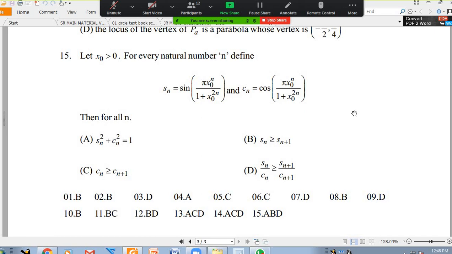For let x naught greater than 0, and for every natural number n, we define Sn is this, Cn is this. Then for all n, both are same. So sin square theta plus cos square theta, option A is right. B, they wanted Sn is always greater than equal to Sn plus 1. N to n plus 1 angle is increasing or decreasing, have to calculate. B is also okay. C is maybe the greater than, but it must be less than.